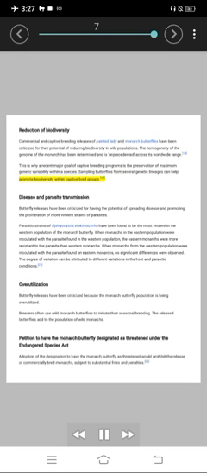Disease and parasite transmission. Butterfly releases have been criticized for having the potential of spreading disease and promoting the proliferation of more virulent strains of parasites.